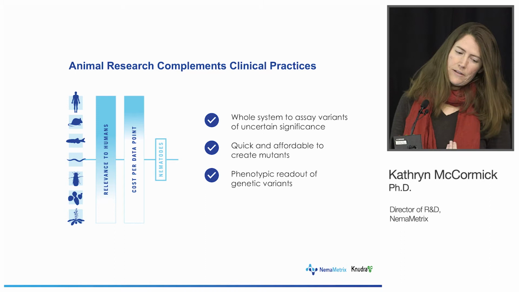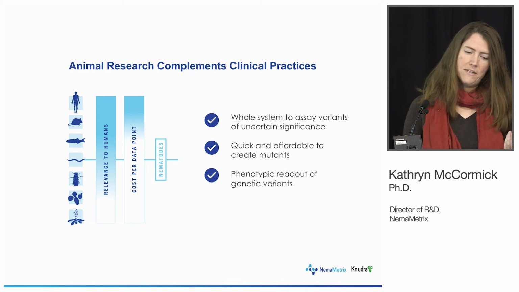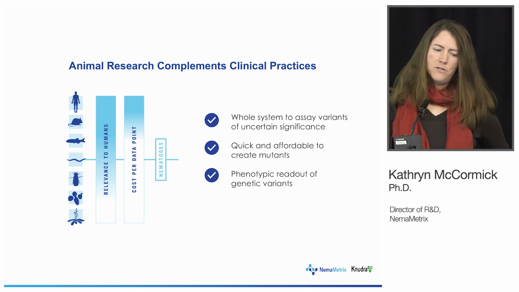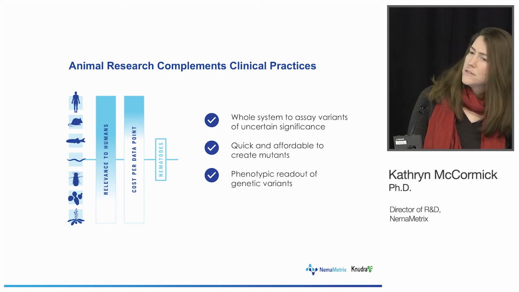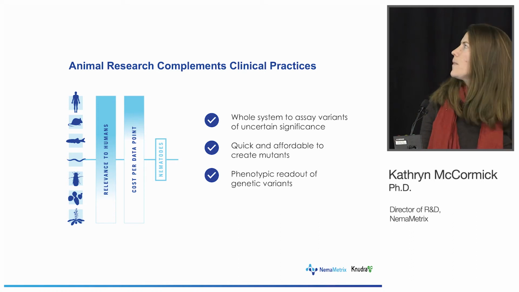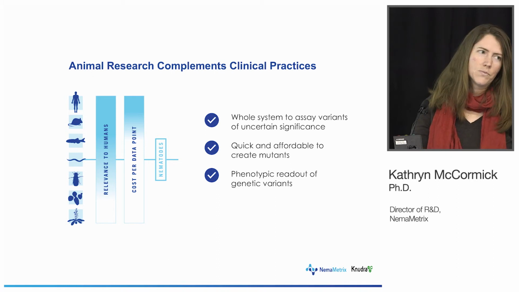So using C. elegans, we can have a whole system that assays variants of uncertain significance, and it's very quick and affordable to create the mutants that we're interested in. And it's quick to get the phenotypic readout from those genetic variants as well.